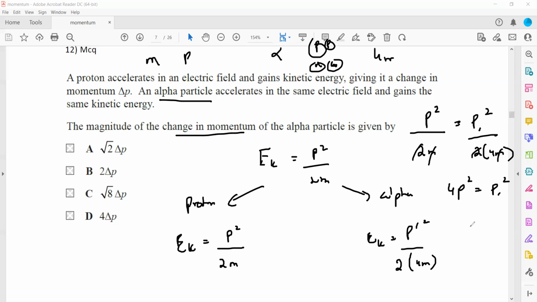So what about the momentum of the alpha particle? If we take a root, 4p squared under root is 2p, and that equals p dash. So it means the momentum of the alpha particle is twice the momentum of the proton. That's why option B will be the right answer. This is one way.